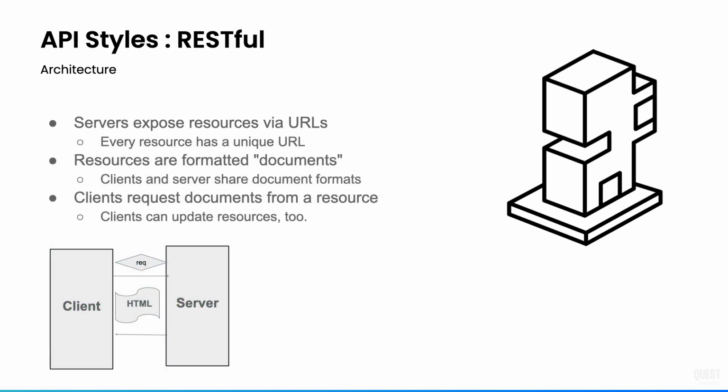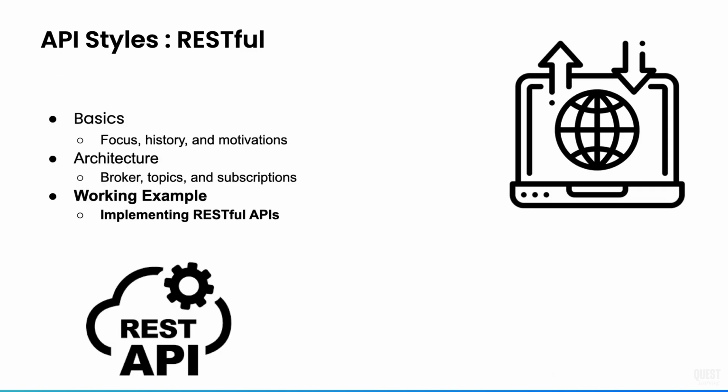So every resource has a unique URL. Clients and servers share document formats. They both understand what JSON is or what XML is or what HTML is. And clients can update resources as well as read them. So let's take a look at a working example. We'll implement a RESTful API.